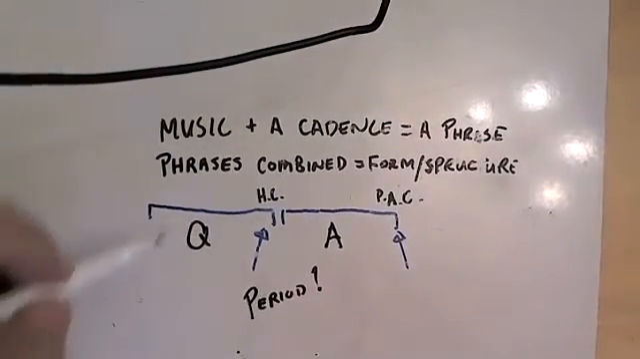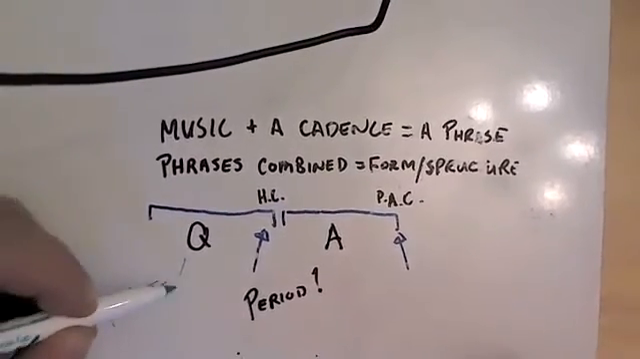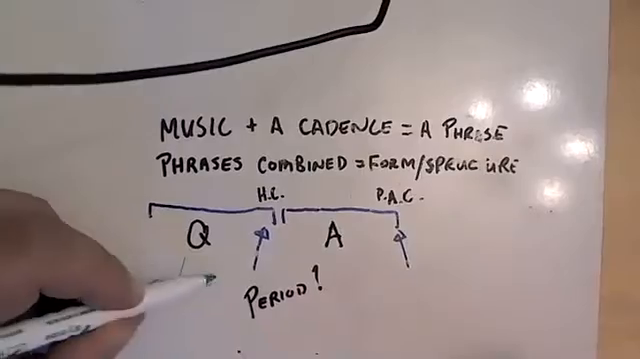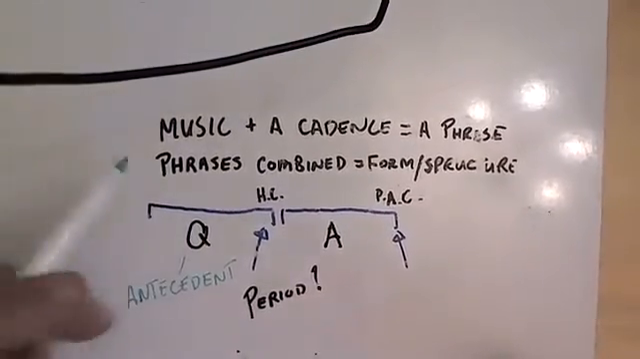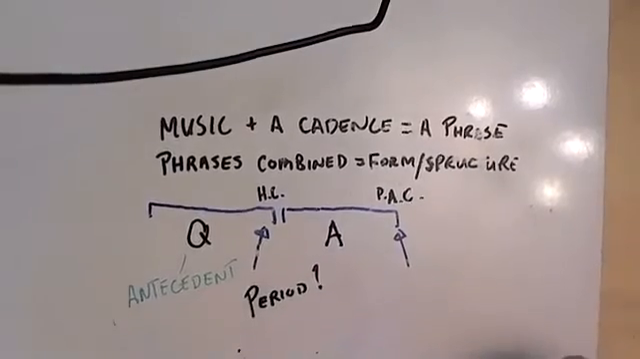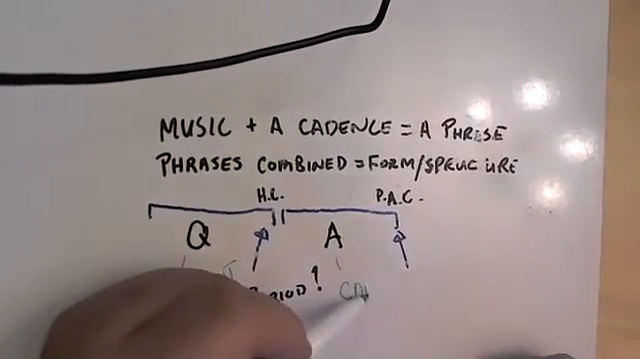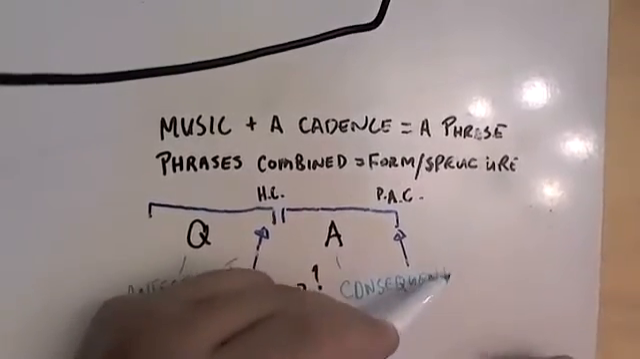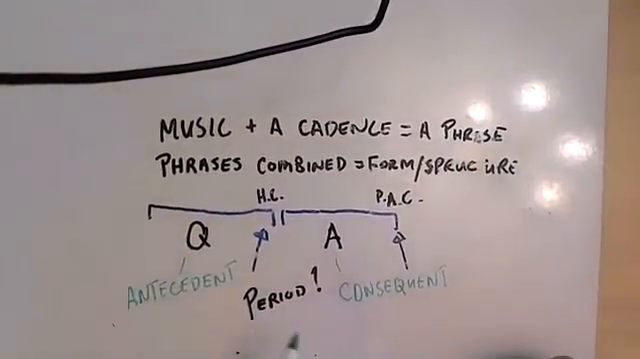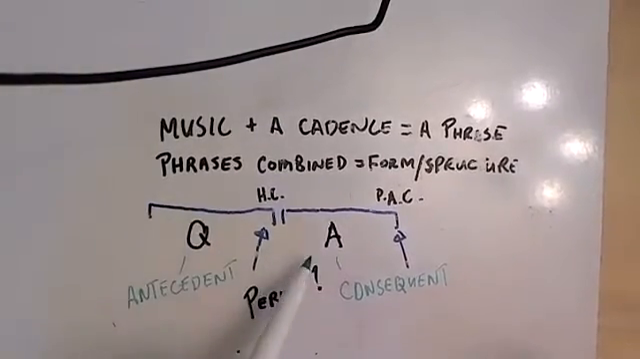If your beginning section is like a question, we have a fancy name for that, and that's called antecedent. It's just a fancy musical word for the beginning or question part of a form. And the answer part is called the consequent. You just have to memorize that. But if you think of these small phrase forms, a period has an antecedent or question section and a consequent or answering the question section.